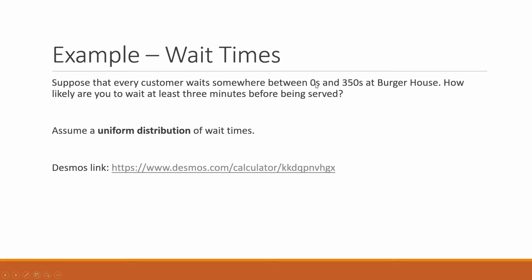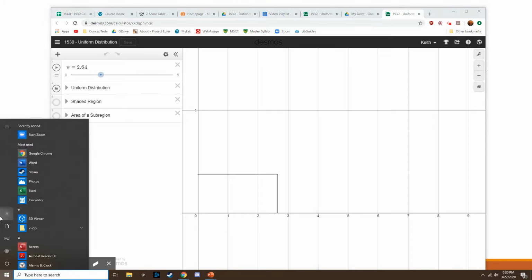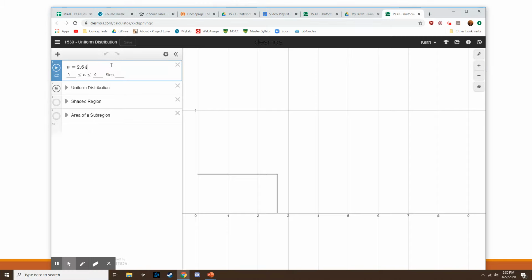Now, had this wait time range been between 0 seconds and 360 seconds, this would have been a no-brainer, right? That's 0 and 6 minutes. So to wait at least 3 minutes, well, that's half the time. We would have a 50% or 0.5 probability of waiting at least 3 minutes. But it's not 360, it is 350. So how do we find the area now?